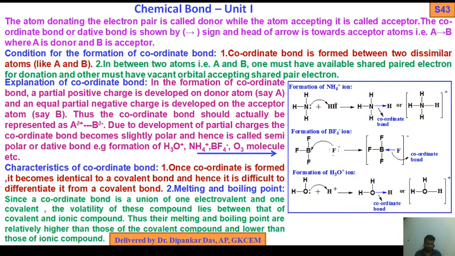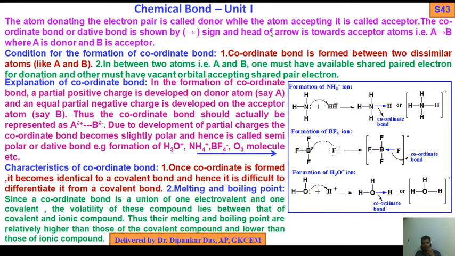So now coordinate bond, the atom donating the electron pair is called donor, while the atom accepting it is called acceptor. The coordinate bond or dative bond is shown by an arrow sign, and the head of the arrow is towards the acceptor atom, that is A to B. A to B means here A is donor, B is acceptor. So head of the arrow towards the acceptor atom.